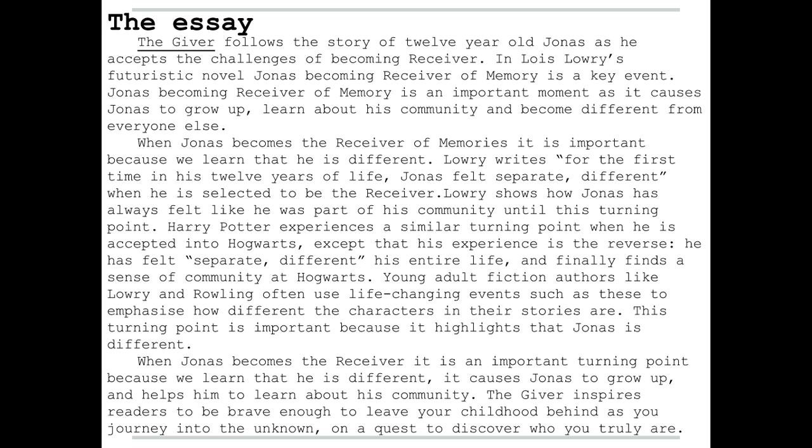Harry Potter experiences a similar turning point when he is accepted into Hogwarts, except that his experience is the reverse. He has felt separate, different his entire life, and finally finds a sense of community at Hogwarts. Young adult fiction authors like Lowry and Rowling often use life-changing events such as these to emphasize how different the characters in their stories are. This turning point is important because it highlights that Jonas is different. When Jonas becomes the receiver, it is an important turning point because we learn that he is different. It causes Jonas to grow up and helps him to learn about his community. The Giver inspires readers to be brave enough to leave your childhood behind as you journey into the unknown, on a quest to discover who you truly are.